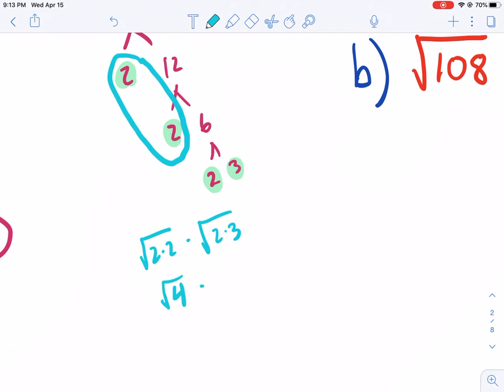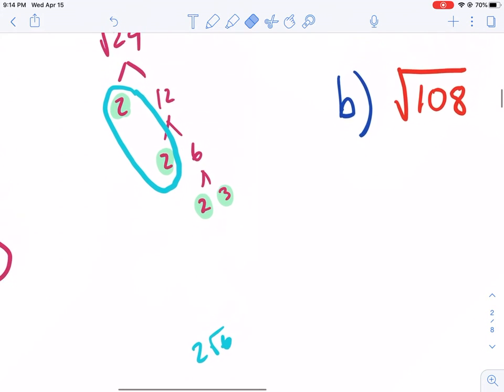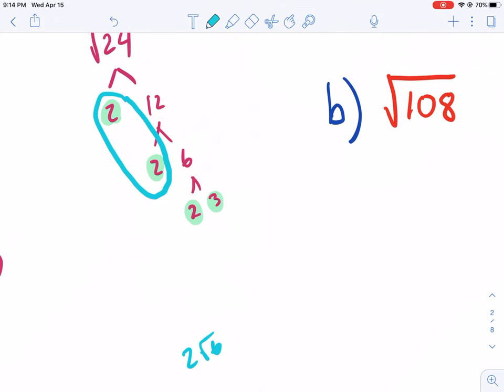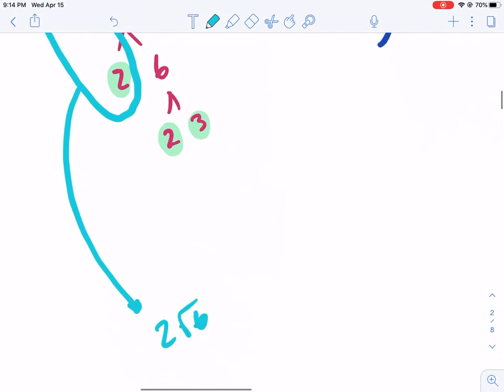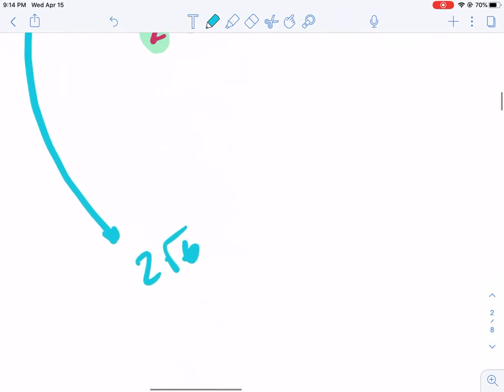We just have a 4 square root of 4 times square root of 6. So we get 2 radical 6. And let me erase this right here, and I'm going to show you the quick way. So anytime you circle a pair, 1 comes out of the radical. Okay, notice how there's 2 2's here, only 1 comes out from the radical.